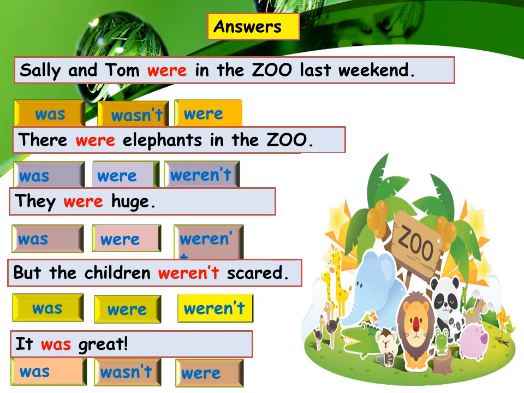Okay, so here are the answers to the exercise. Sally and Tom were. Why did we say were? Because Sally and Tom is plural. Sally and Tom were in the zoo last weekend. There were elephants in the zoo. We used were because elephants is plural. They were huge. But the children weren't scared. Here children is plural, so we use weren't. It was great. It's singular, so we use was.